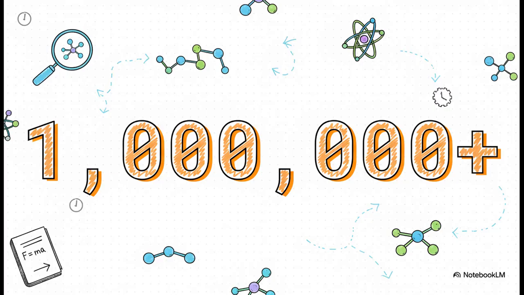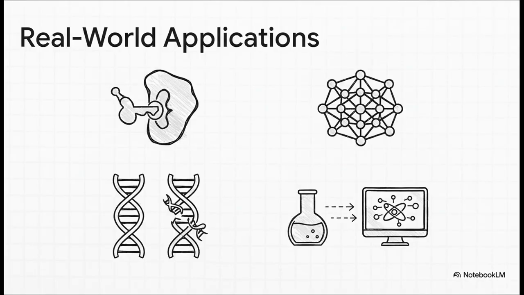And the sheer scale we're talking about here is just mind-blowing. Modern simulations, using tools like these on supercomputers, can handle systems with over 1 million atoms. We're not just looking at a few molecules anymore. We're talking about simulating huge, complex biological machines, things like an entire virus. It's absolutely incredible.